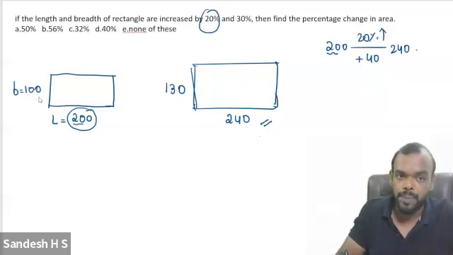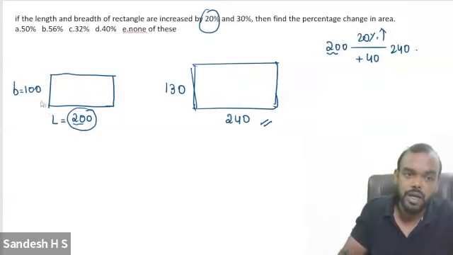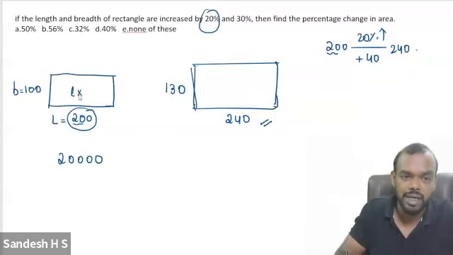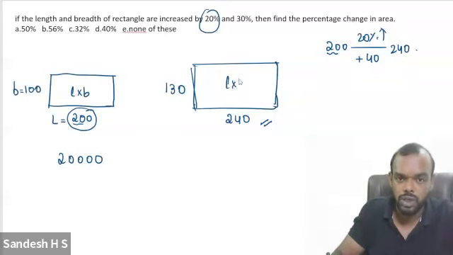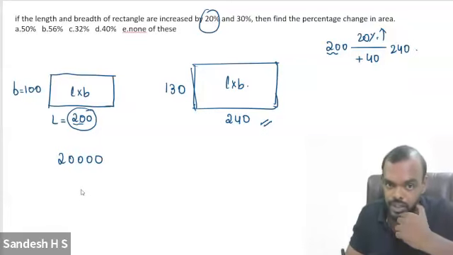Okay. Now look at breadth is 100. 100 increased by 30% will become 130. Now my original area, length into breadth, 200 into 100 is how much? 20,000. Area of rectangle, we know that length into breadth. Here also length into breadth. Now the new area, 130 into 240. So that will become how much? 260 plus 52.